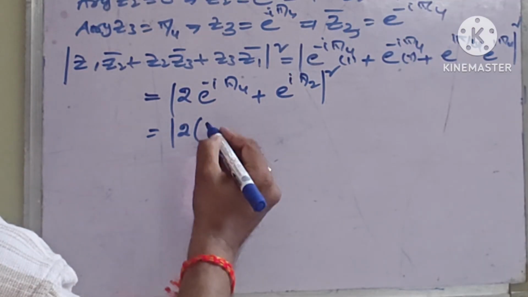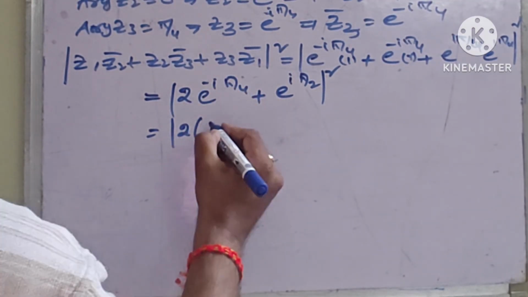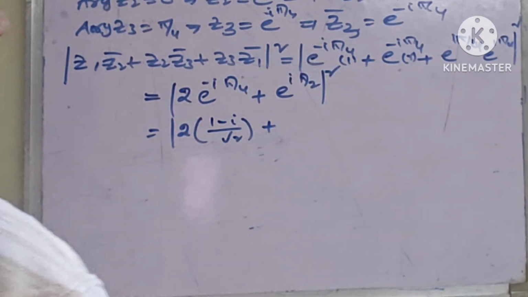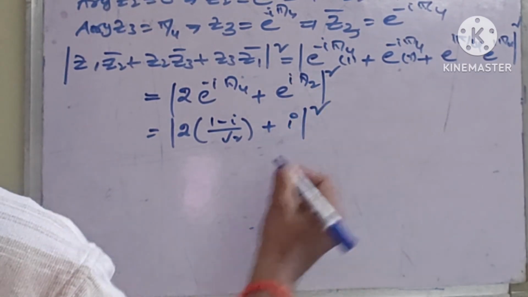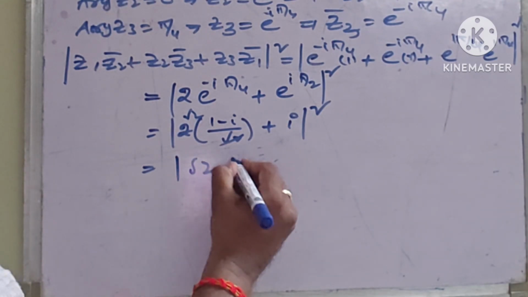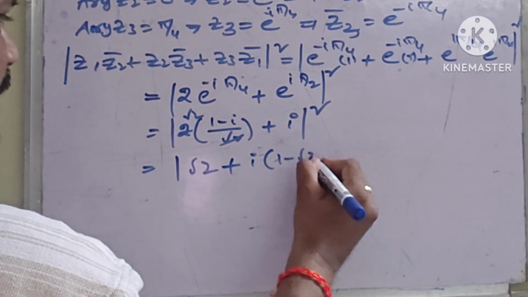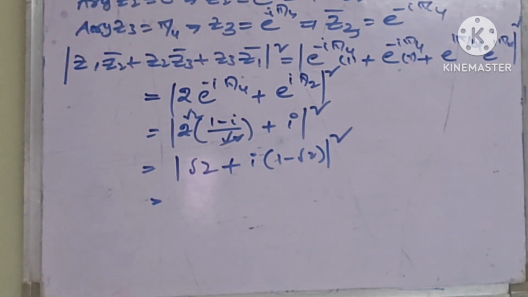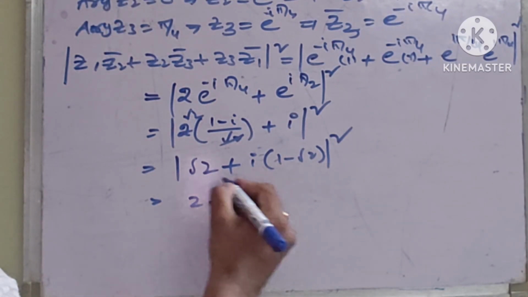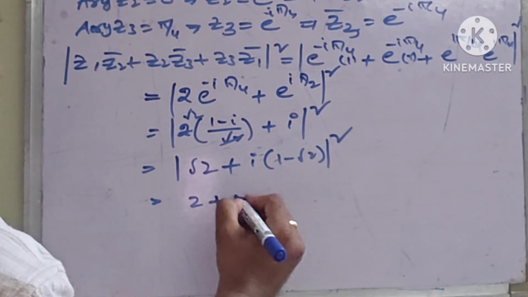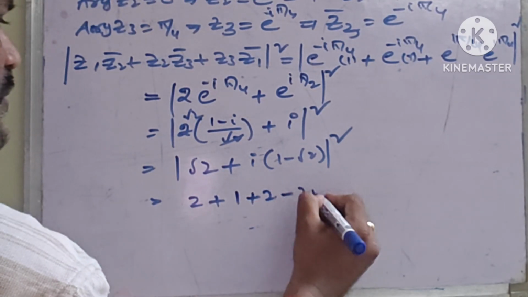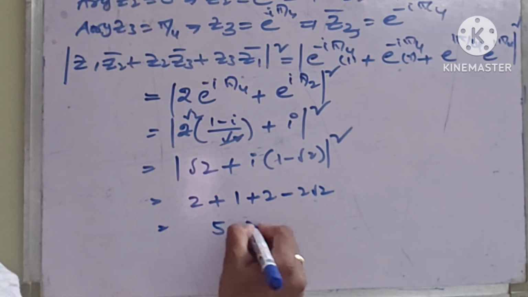So modulus of 2 e power minus iota pi by 4 means 1 minus i by root 2 plus e power iota pi by 2, that is i whole square. Now here root 2 once, root 2 times, then root 2 plus here i is common, 1 minus root 2 whole square. So apply the modulus and squaring on both sides. Root 2 square is 2, 1 minus root 2 whole square is equal to 1 plus 2 minus 2 root 2. So here 5 minus 2 root 2.